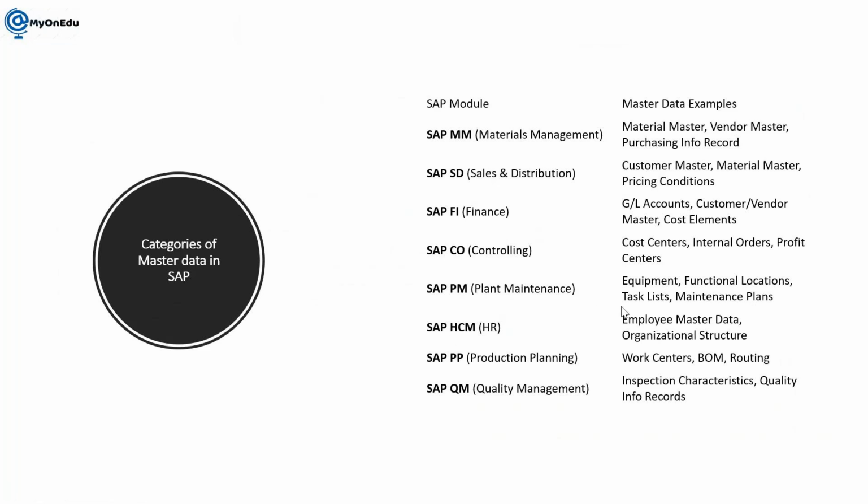In HCM, we have employee master data and organization structure. In production planning, we have work center, bill of material, and routings. Similarly in QM, quality management, we have inspection characteristics and quality information record. This is just to give some idea. We are going to understand some of the master data in upcoming sessions. Whenever it is applicable, I'll explain that this particular master data is a prerequisite to understand the next business transactions. But as it is just the start, we are understanding the master data available in SAP. So this is just one overview.